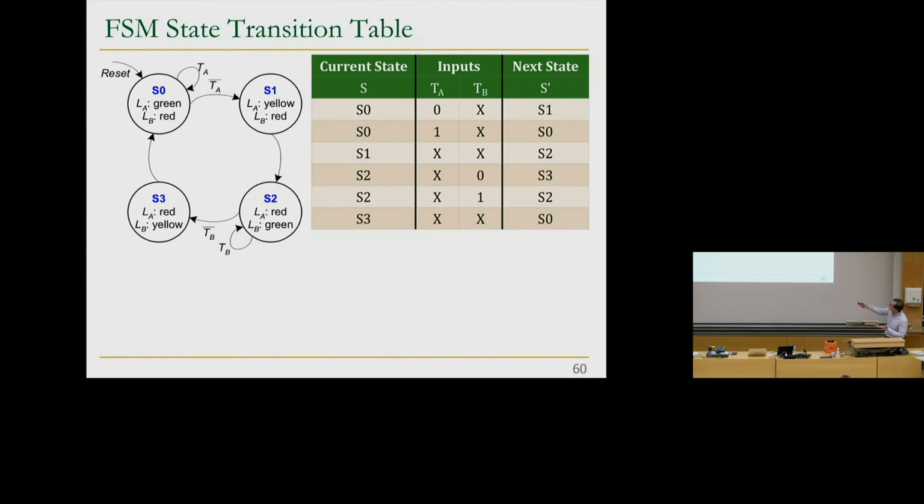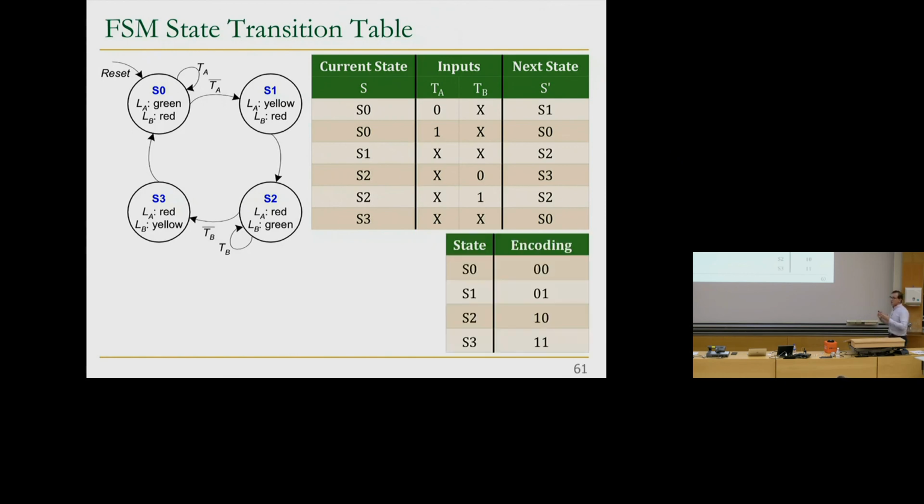For example, if you're in state 1, it doesn't matter what your other inputs are. In the next clock cycle, you're going to go to state 2. That's how this is constructed. And that's true for state 3 also. You go to state 0 from state 3. It doesn't matter what your traffic sensors are.